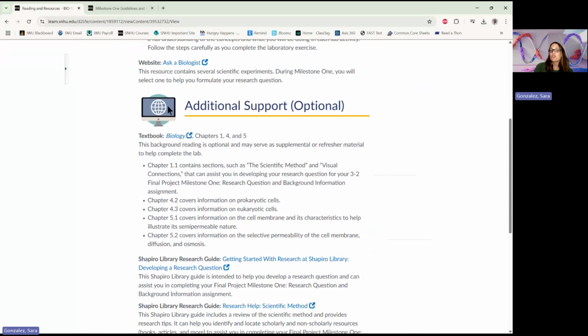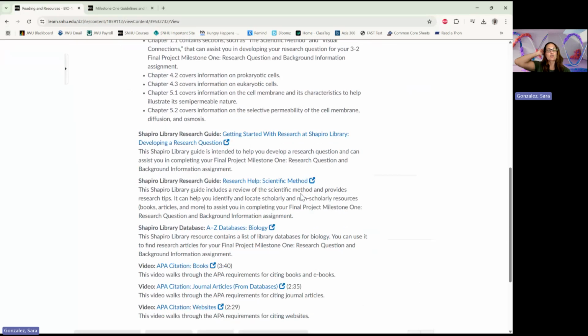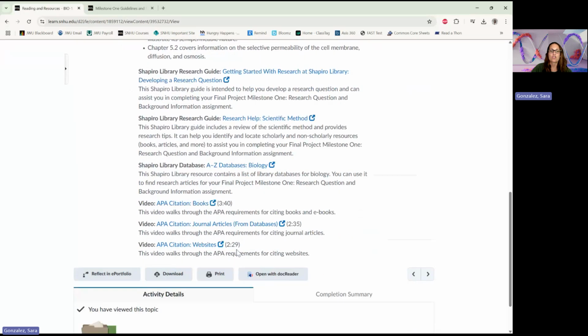And then take a look at 4.2 and 4.3, looking at prokaryotic and eukaryotic cells, the cell membrane in 5.1, and then permeability and selective permeability in section 5.2. There are also some other links here from the Shapiro Library, looking at biology, the scientific method, and some videos helping with APA citations. So take a look at those as well.